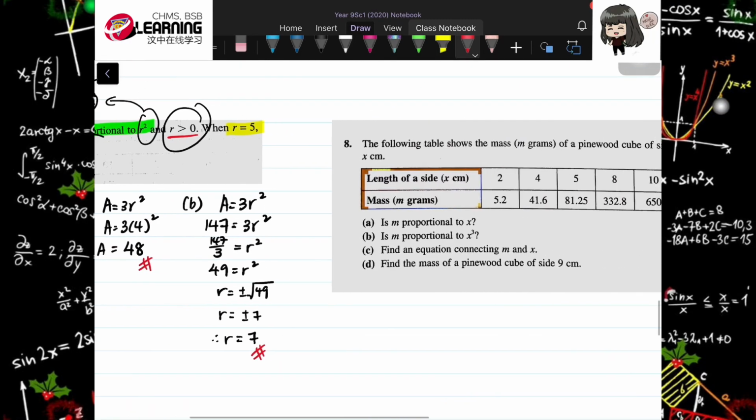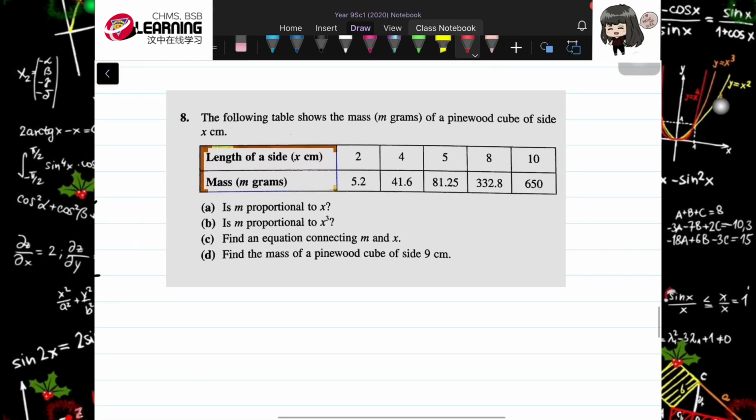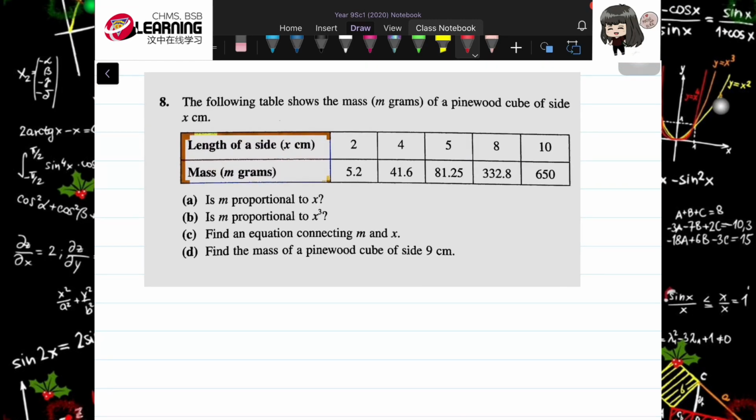Okay, and we proceed to question number 8. Let's look at question number 8. The following table shows the mass of a pine wood cube of side x. Part A: is M proportional to X?